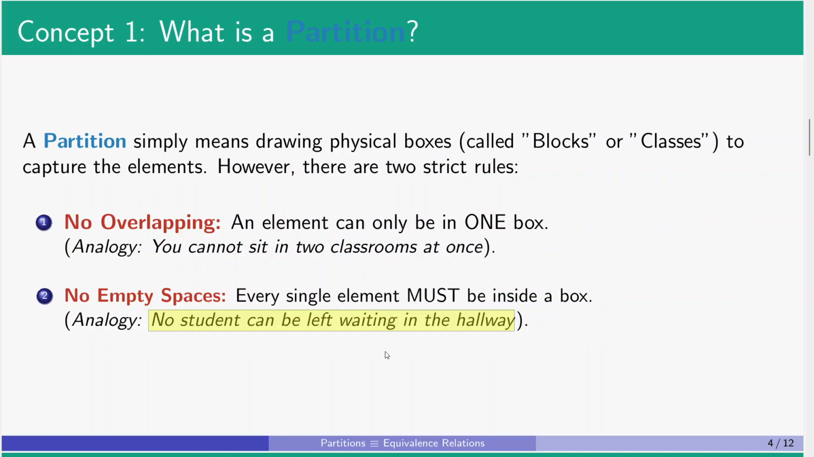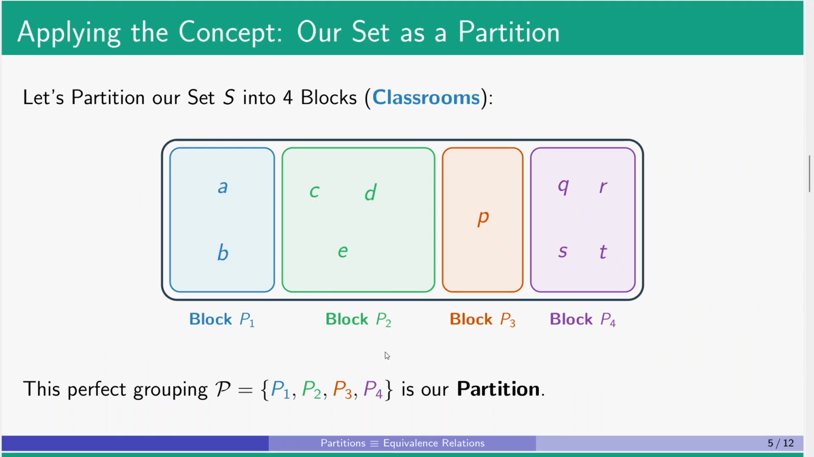No element is in two boxes. No element is in 0 boxes. Every element is in exactly one box. Now let us actually apply this to our set S and see what a partition looks like in practice.